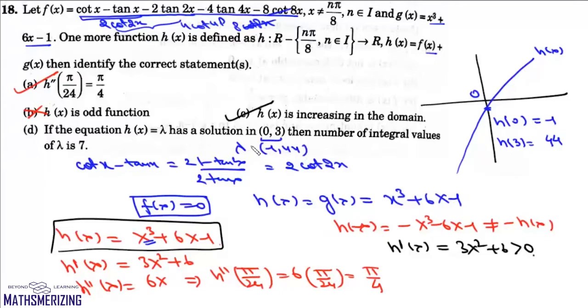If lambda lies in this range, then this equation will have a solution. Otherwise, it won't have a solution. Now in this case, the values possible are from 0 to 43. That is, there are 44 such integral values possible. The value given here is 7, which is wrong. So the correct options are A and C.